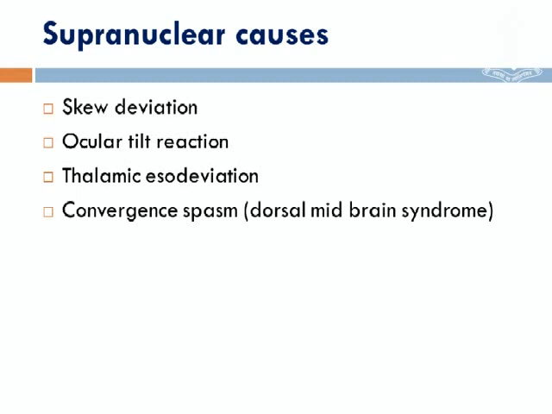The supranuclear causes, as I told, skew deviation is a vertical misalignment. The ocular tilt reaction is nothing but a combination of skew deviation as well as a perception of the tilt on the same side. Thalamic esodeviation is involvement where convergence is absent because of the caudal thalamic nuclear involvement, and convergence spasm could be associated with your dorsal midbrain syndrome.